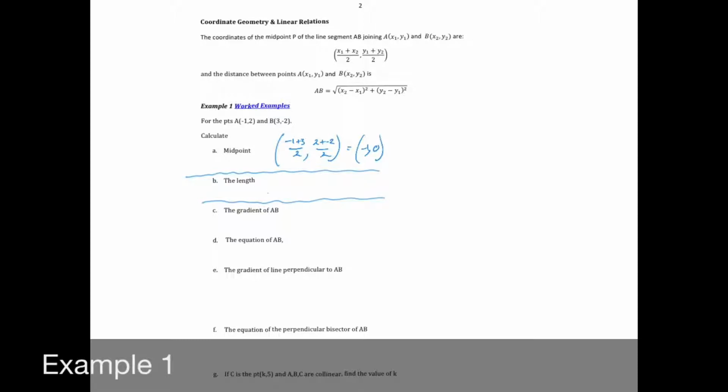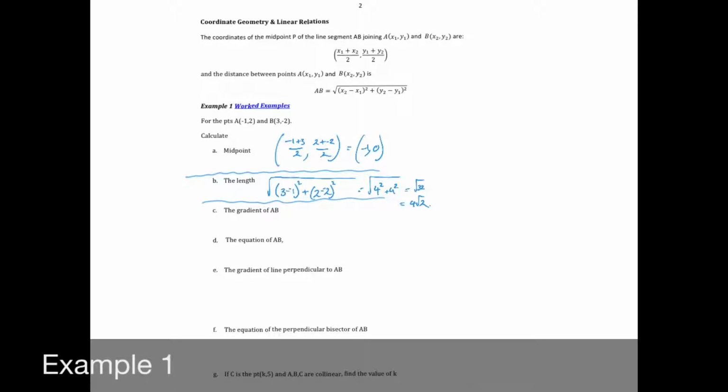The length is really derived from our Pythagoras' theorem, if you remember. So it's just AB all squared equals the hypotenuse squared, adjacent squared, etc. So 3 minus 1 all squared plus 2 minus negative 2 all squared, so they both become positives. 3 minus 1 is 4 squared, plus 2 minus negative 2 is also 4 squared, so we end up with the square root of 32. We should look to simplify that: the square root of 16 by the square root of 2, which is 4 root 2.